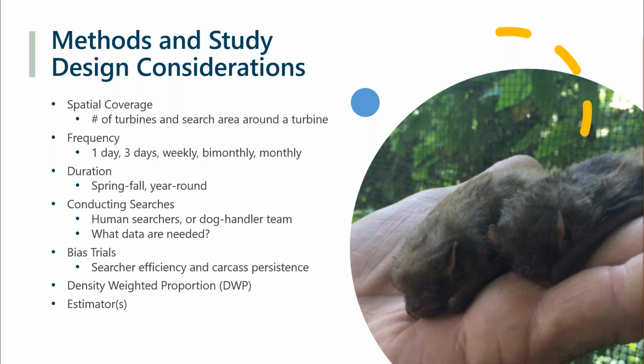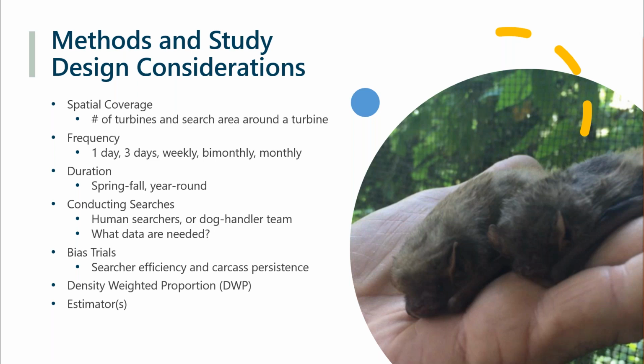So estimating bat fatalities at wind energy facilities is complicated, and there are many points to consider when designing a study. One of the first questions is, what spatial coverage do you want, or how many turbines will you want to sample, as well as what the search area under a turbine should be. Frequency of search effort: will you want to search turbines daily, every 3 days, weekly, and so on. Duration: should you restrict sampling to just spring through fall, or a year-round effort.